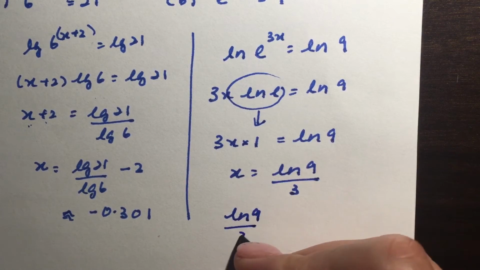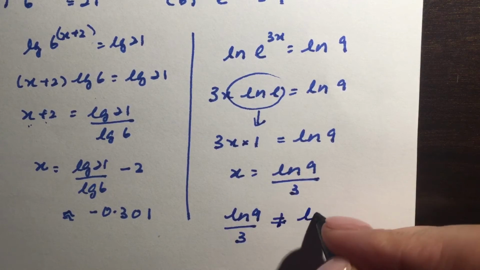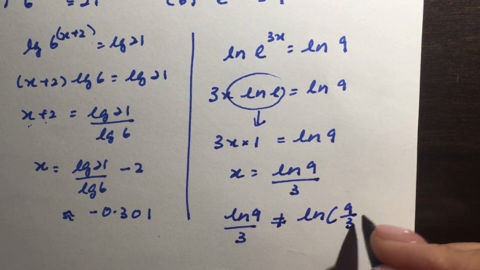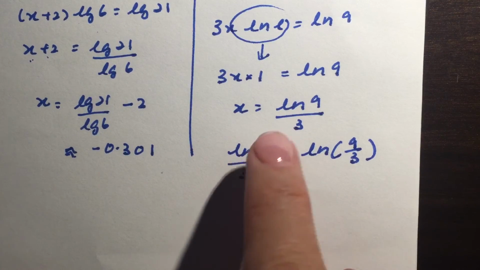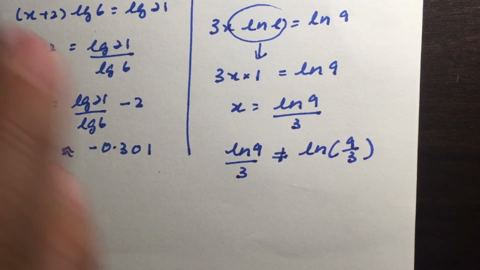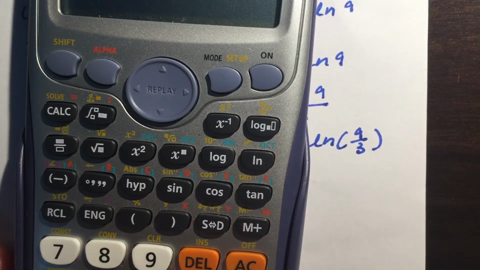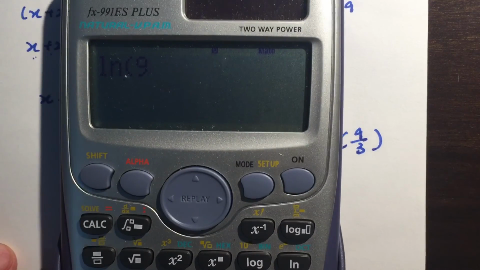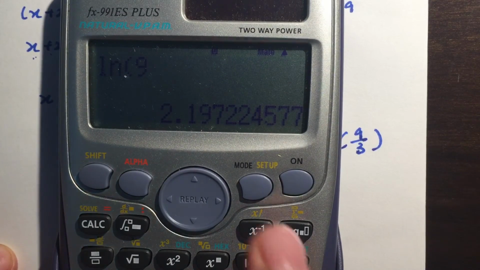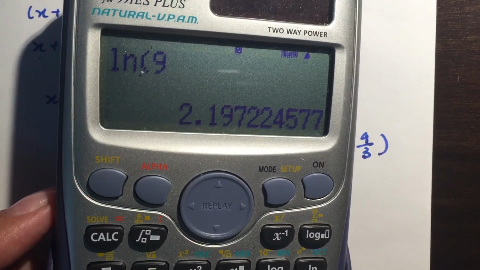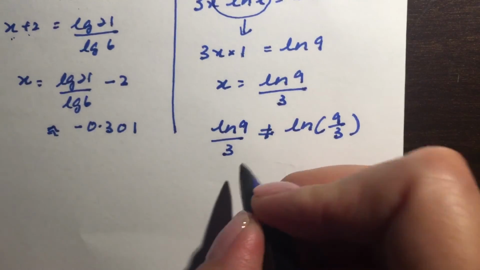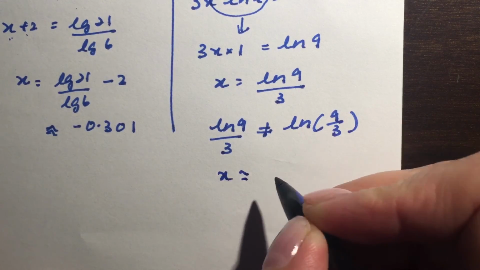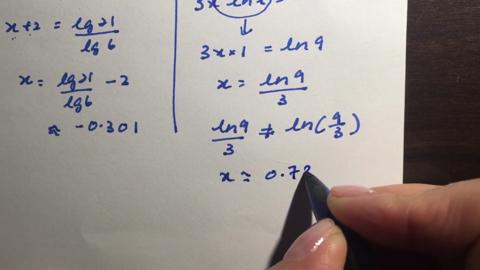ln 9 over 3 is not the same as ln of 9 over 3. They are not the same. So when you press your calculator, you have to press ln 9 first. Let me show you. So ln 9, press the equal sign. So this is the value that you have. Then you divide by 3 after that. So you'll be able to get it, correct to 3SF, roughly around 0.732.